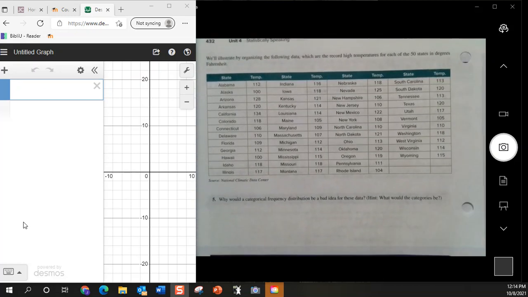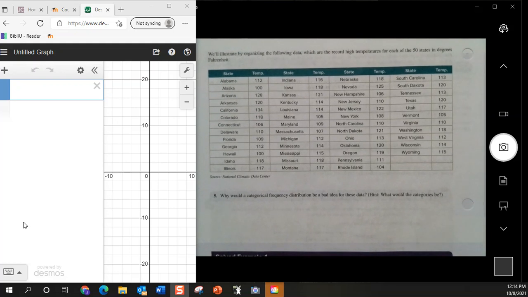Now we come here to the back. It says we'll illustrate by organizing the following data, which are the record high temperatures for each of the 50 states in degrees Fahrenheit. So we see all of those different degrees that we have here. It says, why would a categorical frequency distribution be a bad idea for these data? Hint, what would the categories be?